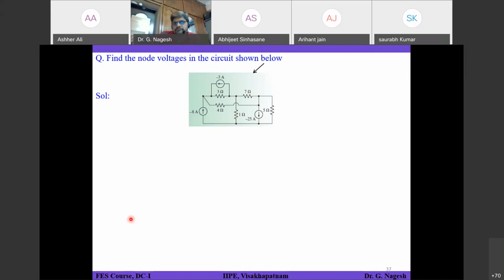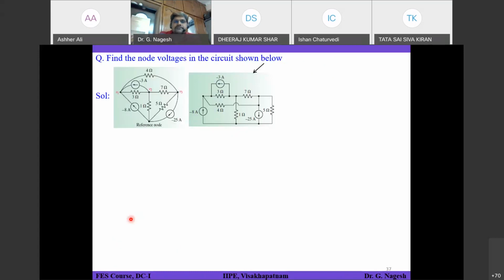Four nodes. Okay, so in total there are 4 nodes. One is the reference out of them, and 3 nodes will be there. Okay, so to avoid confusion, I will modify this circuit a little bit.